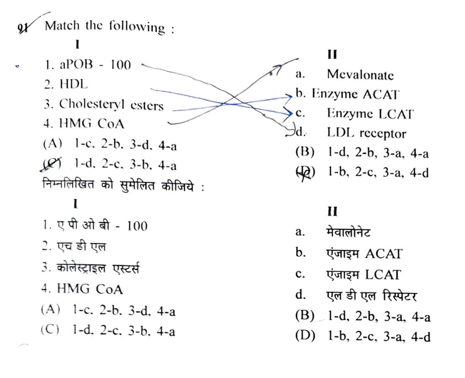So A matches to D. HDL is high density lipoprotein. Enzyme LCAT. HMG-CoA has a role in cholesterol synthesis, and mevalonate is an intermediate of cholesterol. So HMG-CoA is involved in the mevalonate synthesis.